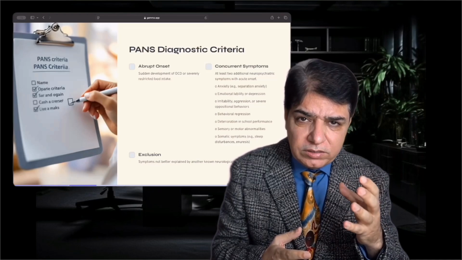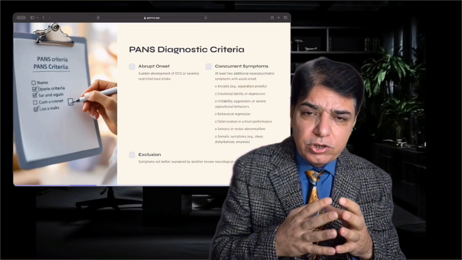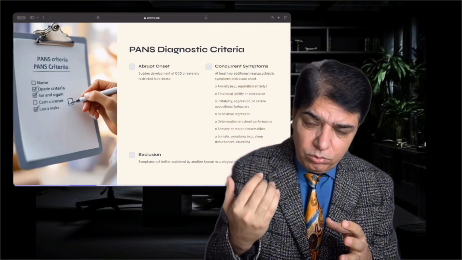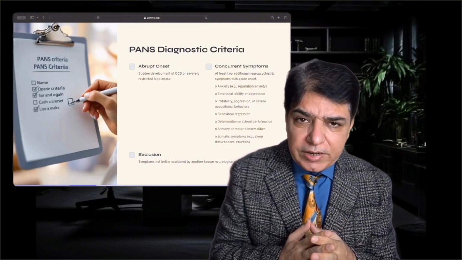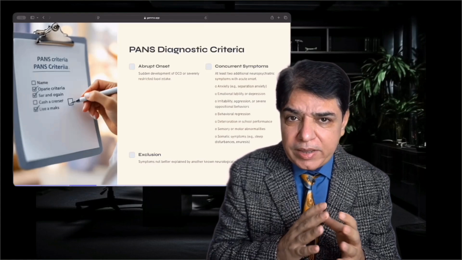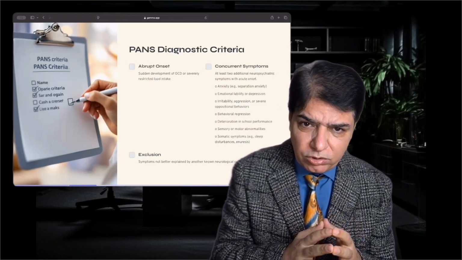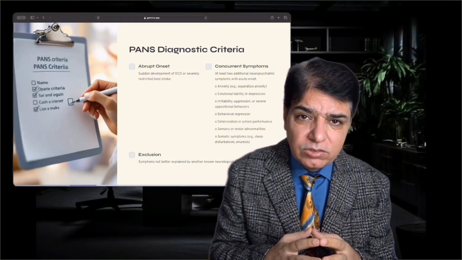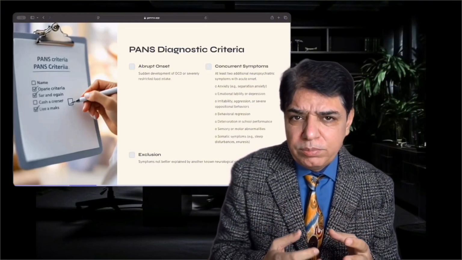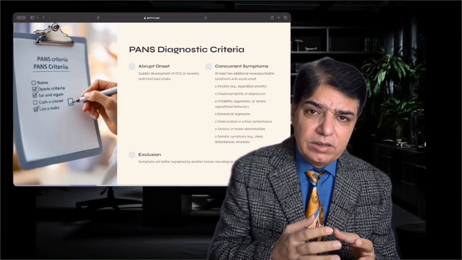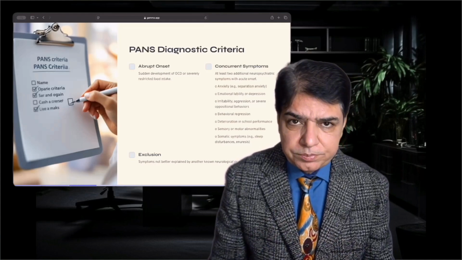So of all these concurrent symptoms, at least two should be present along with abrupt onset of OCD or severe food restriction. And the third thing is that these symptoms are not explained by any other neurological or medical disorder. For example, there's not an underlying element of, let's say, Wilson disease or something else that would be responsible for these types of behavior. In other words, you have excluded the other causes.